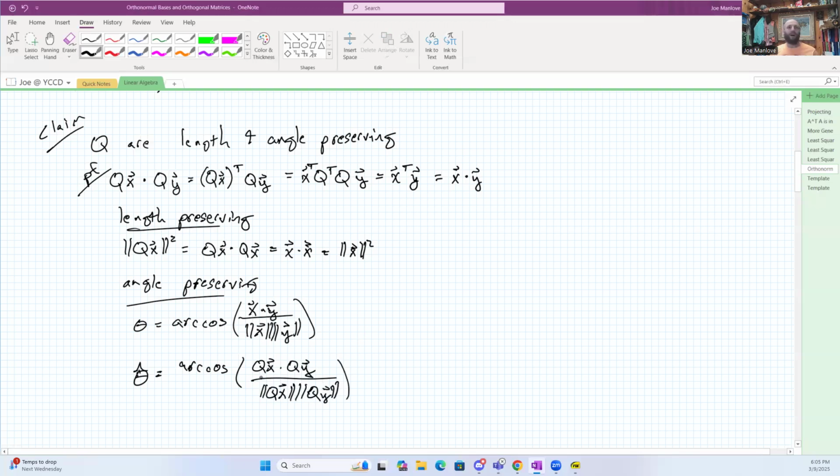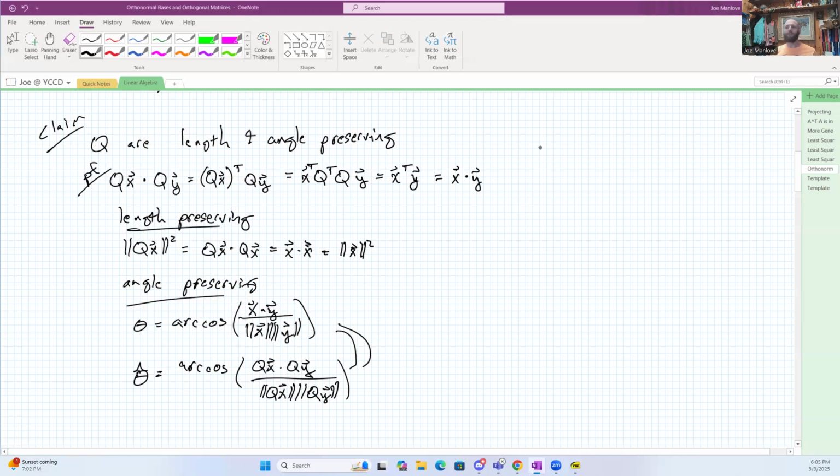Well, what do I know? Well, I know that I can drop the Q's out of the dot product on the top because of this first thing here. And I know I can drop them out of the bottom because of this second length preserving thing. That means the angles have to be the same. Cool. So those are equal. There's no new theta. It's the same theta. That's really neat.